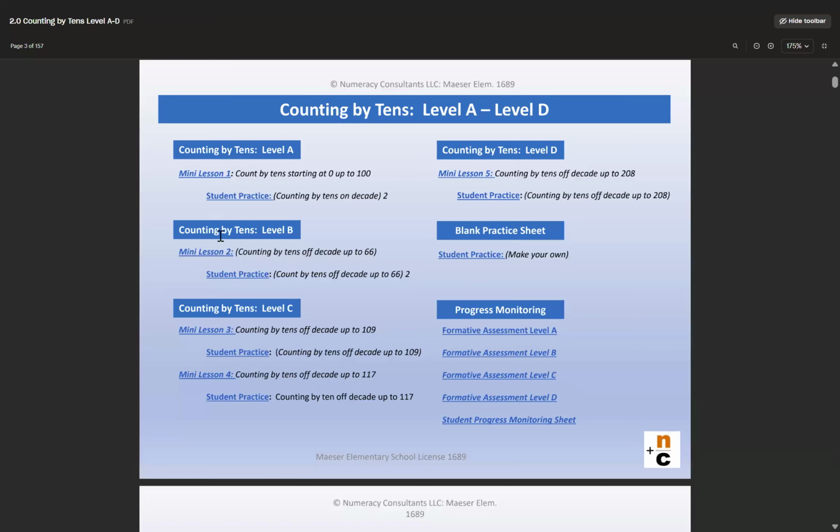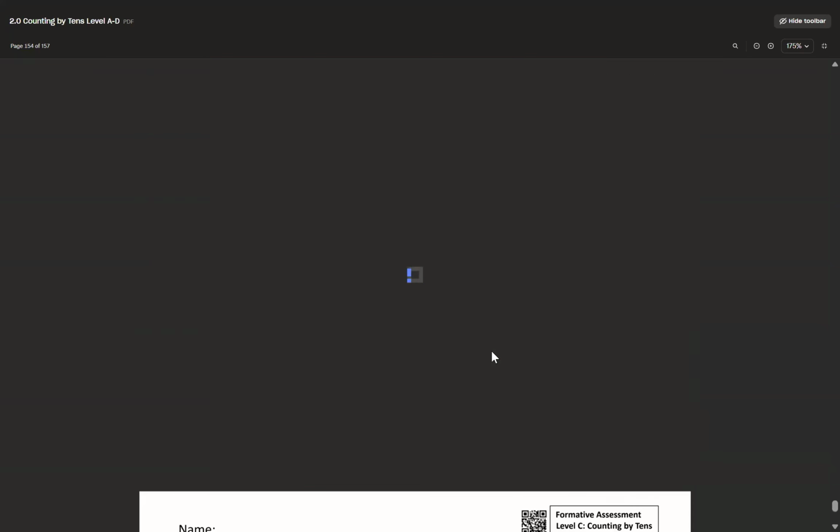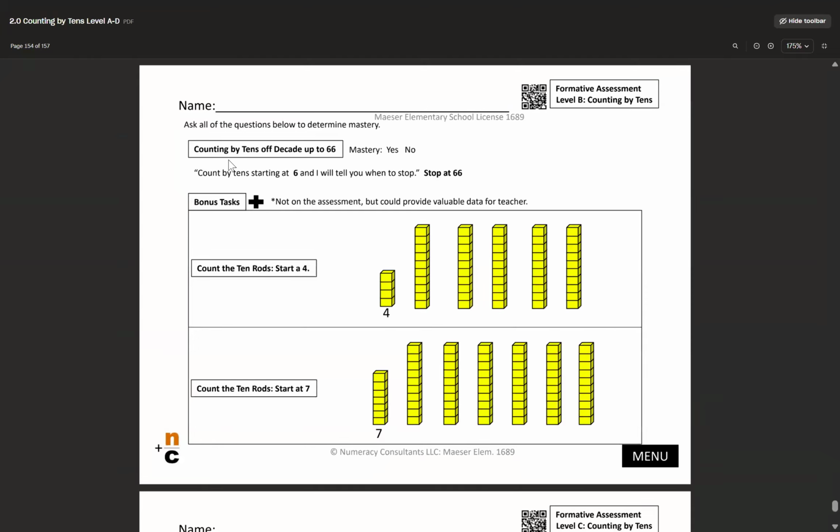So again, you're working on counting by tens level B, right? You did your mini lesson 2. You did some of the instant intervention. Maybe you even worked with some of the 1.0 and did the 1.0 additional lesson. And then you also did the workbook pages. You may say, all right, I'm ready to go ahead and progress monitor now and document that my students have this. So this is what it is.